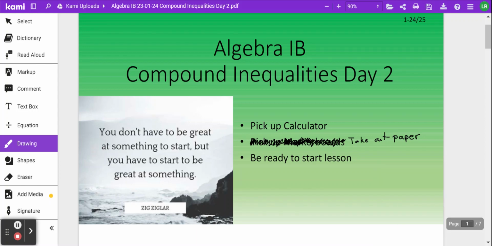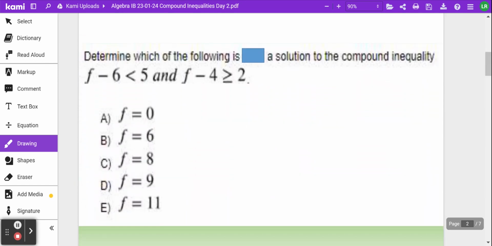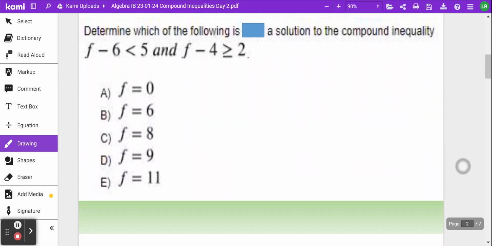And let's start off with these problems. Okay, here's the first problem. Now, this is a more complex multiple choice, but we're going to go through both pieces here. It says determine which of the following is a solution to the compound inequality, and it gives us this compound inequality.